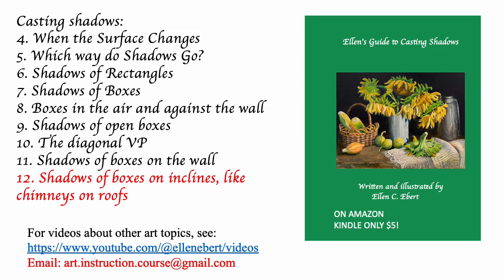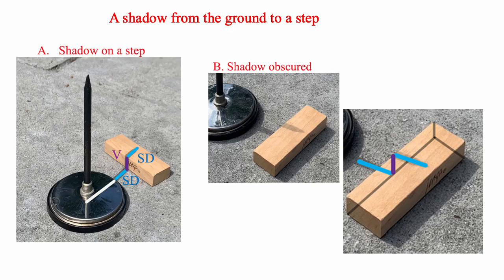This video is about shadows of boxes on inclines, like chimneys on roofs. The simplest change in the casting surface is going from the ground to a step. This vertical pole casts lines in the shadow direction on both horizontal surfaces and a vertical shadow on what we call the riser, or the vertical part of a step.